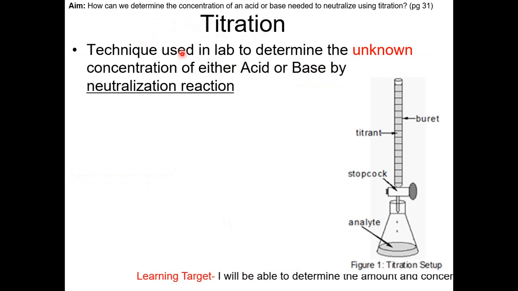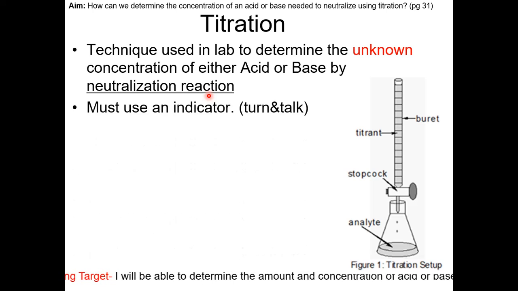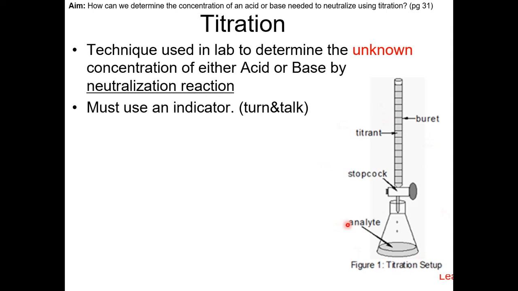Titration is a technique used in lab to determine the unknown concentration of either an acid or base by a neutralization reaction. An indicator is needed in a titration reaction so you can tell when the acid or base is neutralized. Here's the setup for a titration reaction.